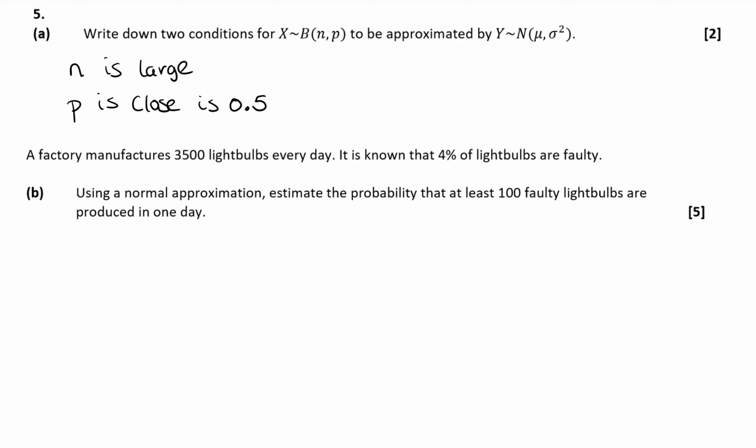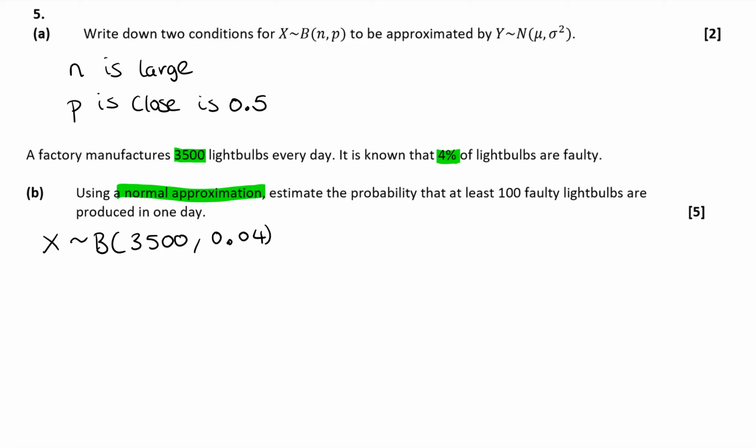In part B, we're going to put this into practice, and we're told that a factory manufactures 3,500 light bulbs every day. It's known that 4% of the light bulbs are faulty. So we have our n as 3,500 and our probability as 0.04. So for binomial, we would have the following distribution. Now I am aware that we could just work this problem out with binomial on our calculators, but because it says using a normal approximation, that's what we have to do.